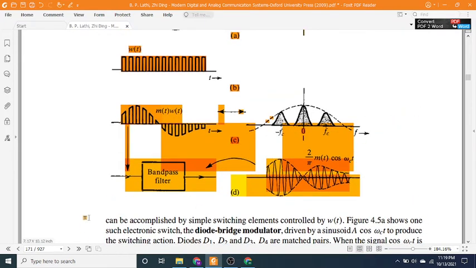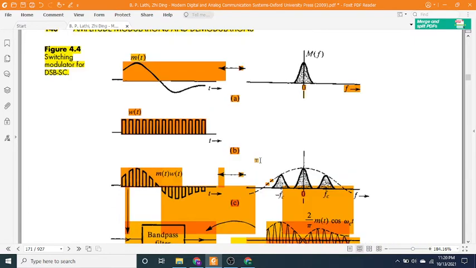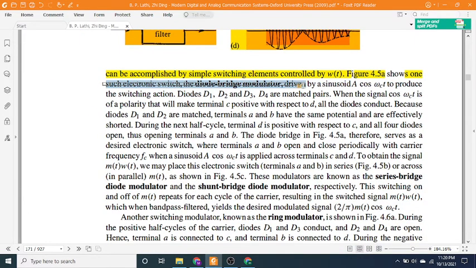This can be accomplished by simple switching elements controlled by w(t). Figure 4.5 shows one such electronic switch, the diode-bridge modulator, driven by a sinusoid A cos ω_c t to produce the switching action. Diodes D1, D2 and D3, D4 are matched pairs. When the signal cos ω_c t is of a polarity that will make terminal C positive with respect to D, all the diodes conduct. Because diodes D1 and D2 are matched, terminals A and B have the same potential and are effectively shorted. During the next half cycle, terminal D is positive with respect to C, and all four diodes open, thus opening terminals A and B.